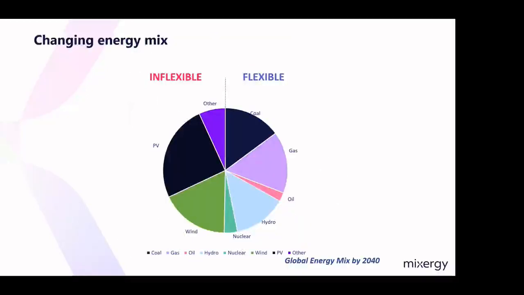As we look to our energy production, we have increased the amount of inflexible energy from wind and solar and reduced our flexible options. We are closing down our coal power stations and reducing natural gas use, and we'll end up with a 50-50 mix by 2040 with an increased requirement for storage and control technologies.